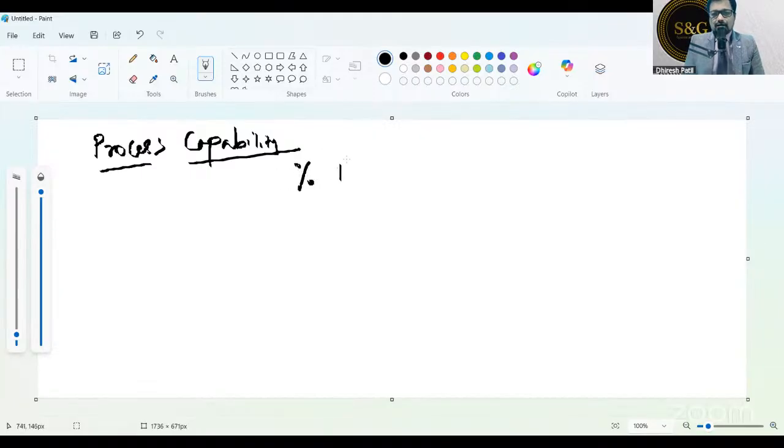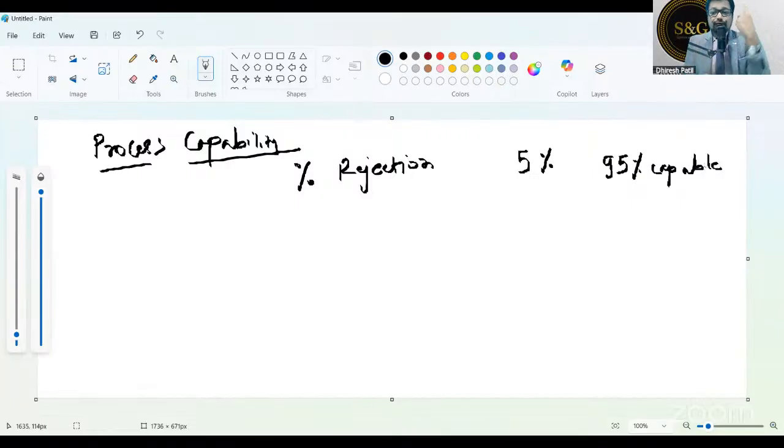Percentage rejection. For example, let's say your percentage rejection is 5%. That means out of 100, 5 pieces are getting rejected. That means you are 95% capable. So percentage was the very first and foremost process capability number.